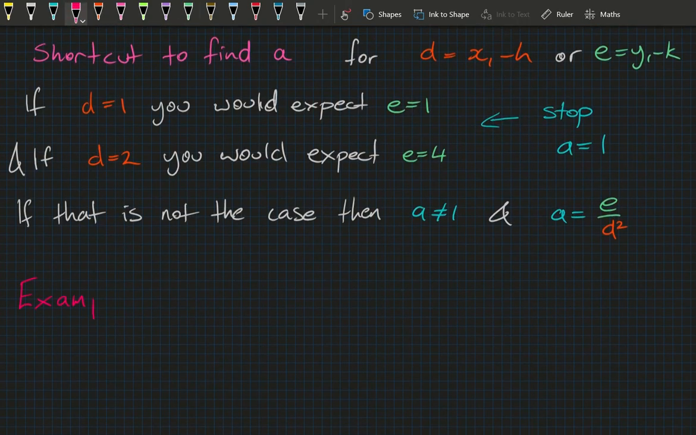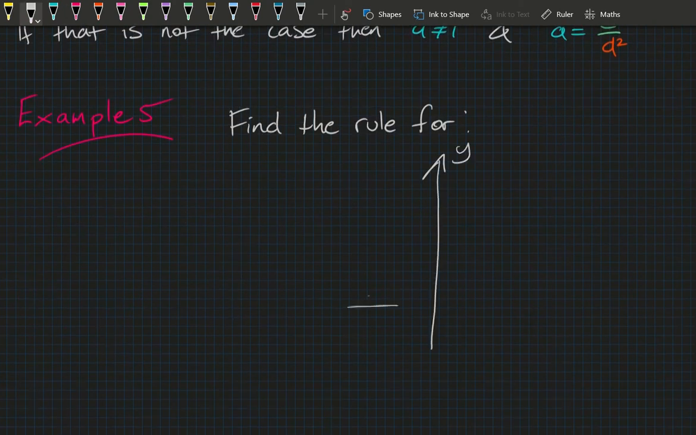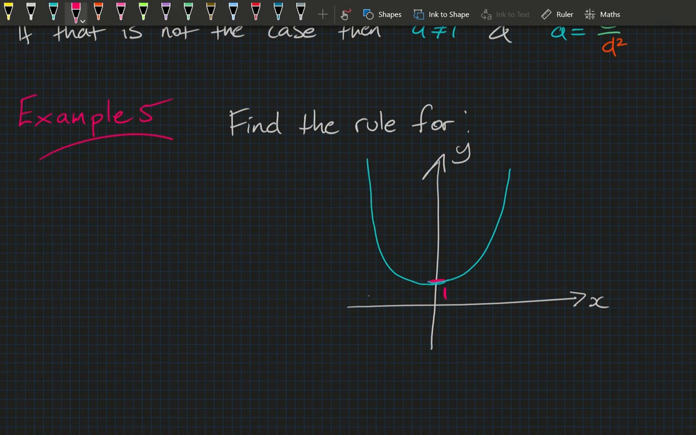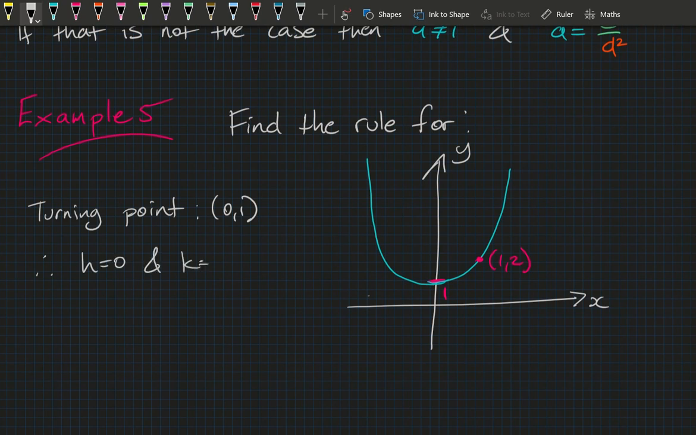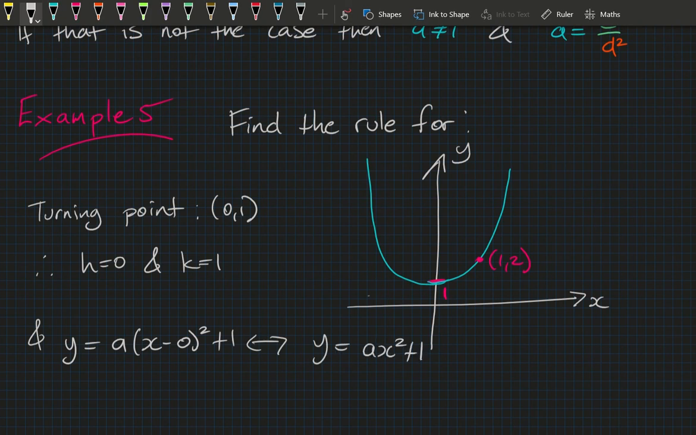Okay, so let's try this out in example 5. We're going to find the rule for this parabola. Okay, so because the y-intercept is also the turning point, we have a turning point of (0, 1). Therefore, h is 0 and k is 1. And subbing that into the formula, so far we've got y is equal to a times (x minus 0) squared plus 1, which is equal to y equals a times x squared plus 1.